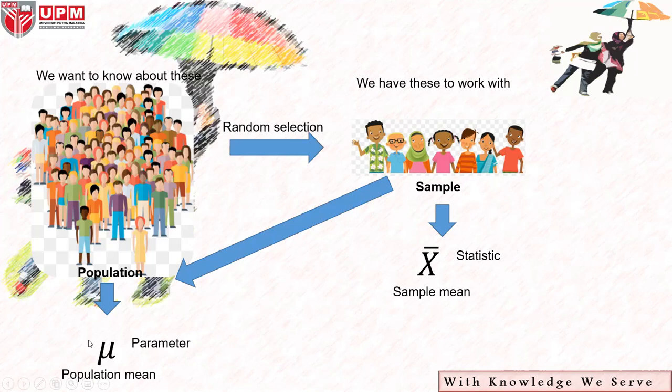Kalau mu ni referring to mean juga, but mean for the population. Okay, but kalau X bar representing the mean juga, but the mean for sample. Ni contoh. Ada lagi nanti. Kalau you attend kelas statistik nanti jumpa lagi. Okay, you akan jumpa lagi.